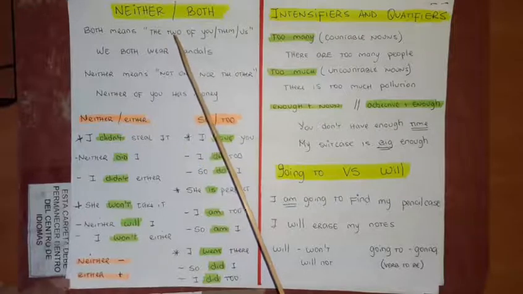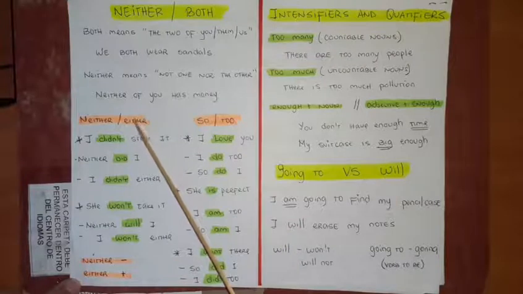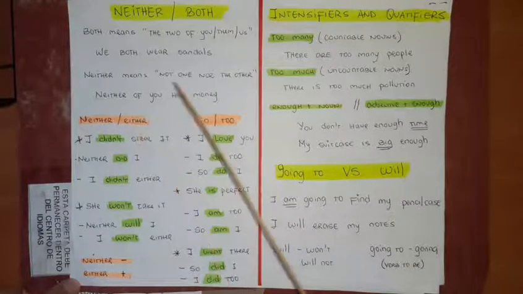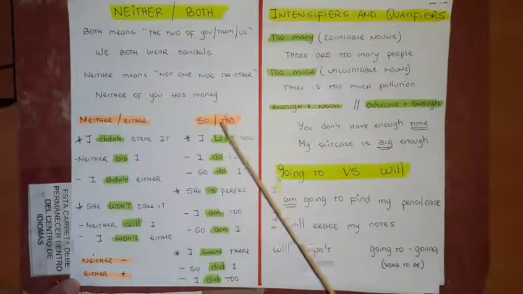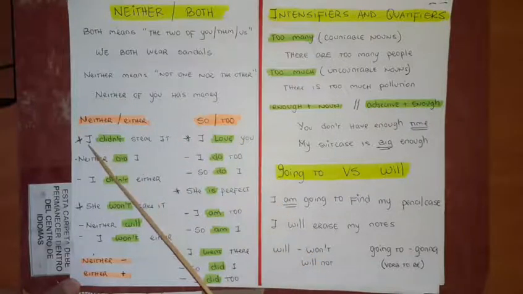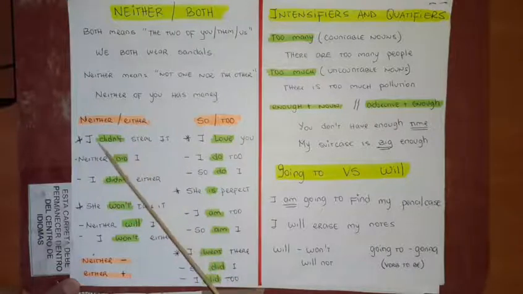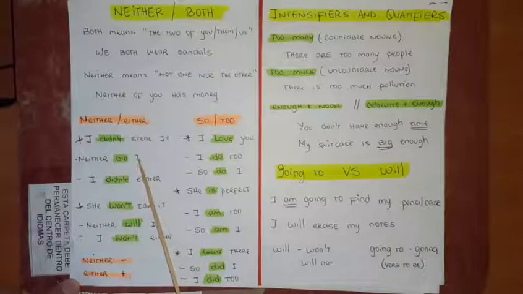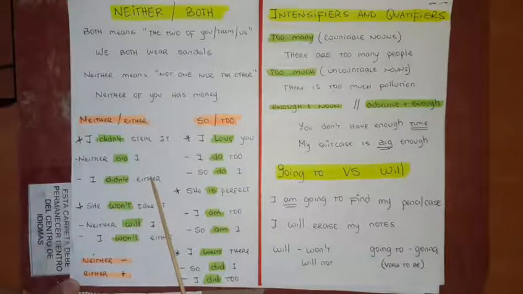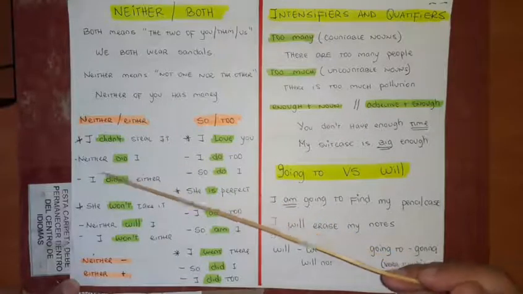So now, here we have neither and either, and so and too. Neither and either are used to indicate yo tampoco. And so and too are used to indicate yo también. Like for example, when we say me neither or when we say me too. For example, I didn't steal it. Yo no lo robé. Didn't steal, pasado, yo no lo robé. If I say neither did I, I'm saying yo tampoco. But if I say I didn't either, I'm saying the same, yo tampoco, ok? Son dos formas de indicar yo tampoco utilizando neither and either.